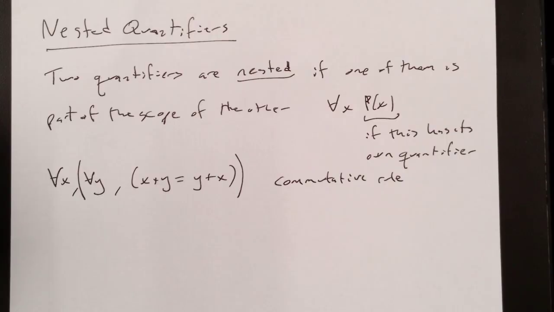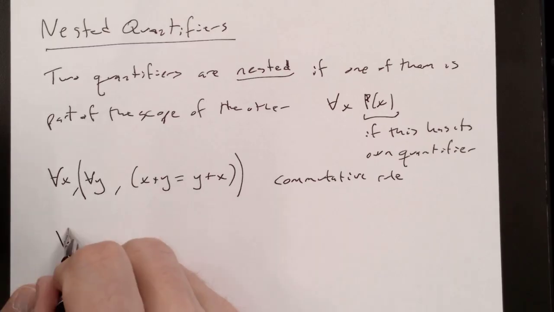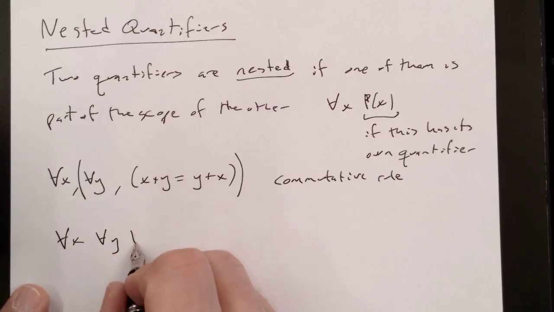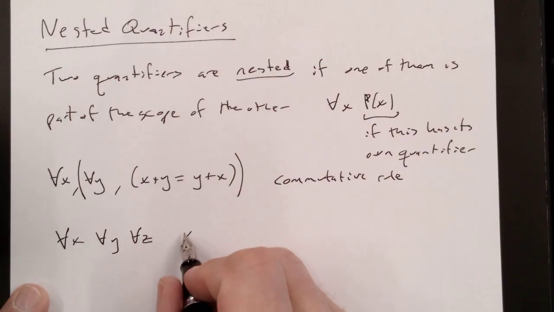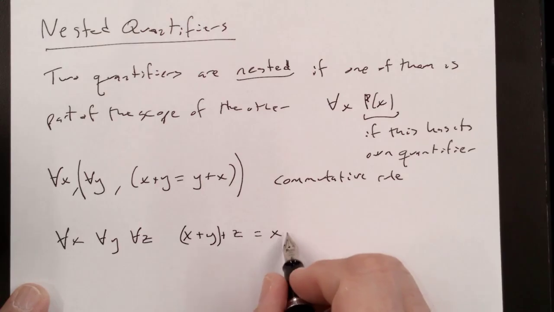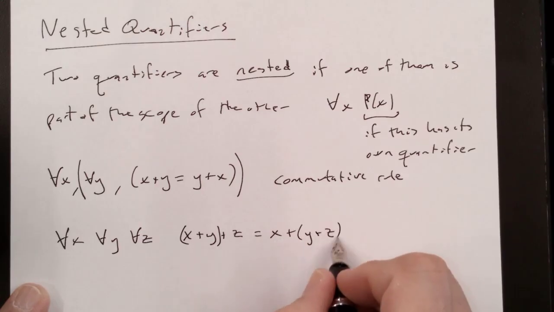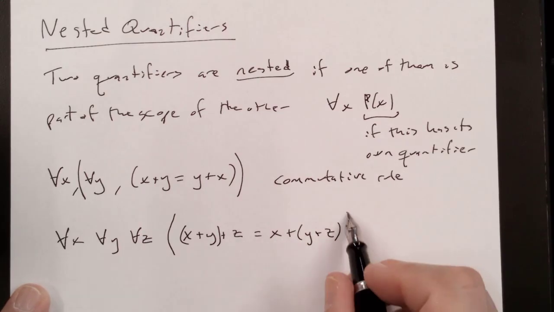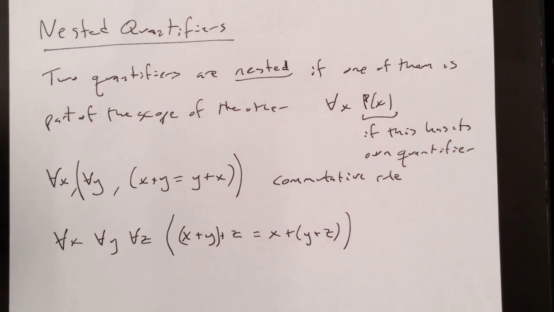Now, Colin, you mentioned the associative rule. The associative rule is about order of parentheses. The order in which I associate two numbers being added, the order in which I associate three numbers being added, doesn't matter. So I might write something like this. And I see I've nested this time three quantifiers.